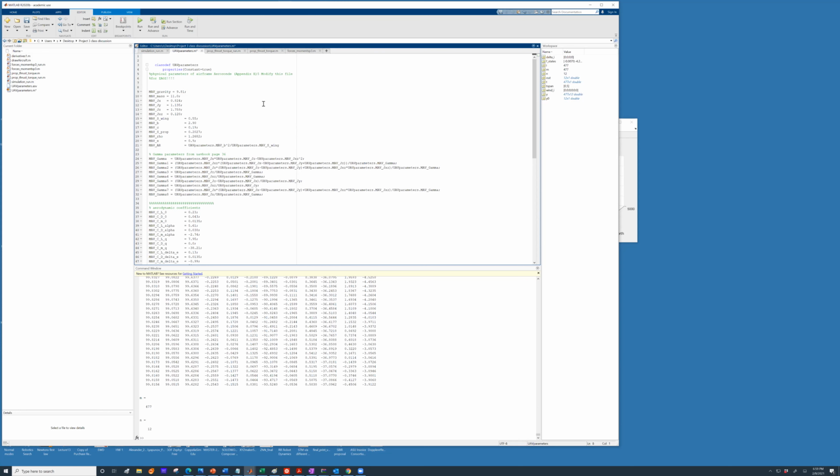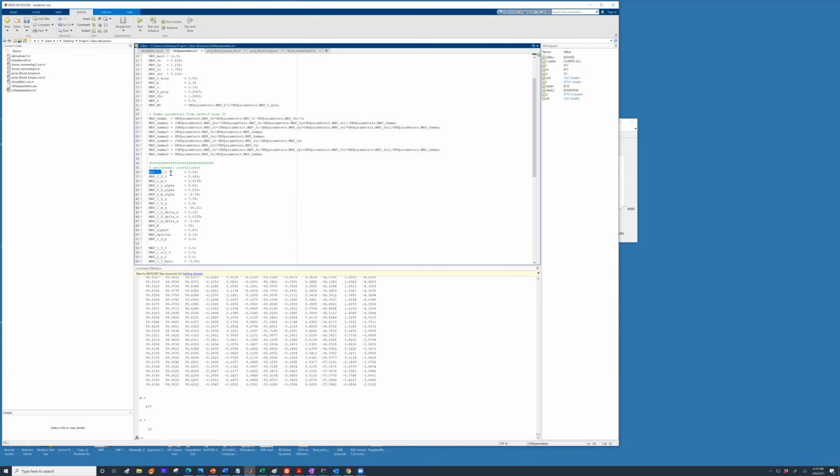This is the homework I want all of you to do. So what you will do is, except for gravity, you will change all these parameters, because for the Zagi airframe, the parameters are different.